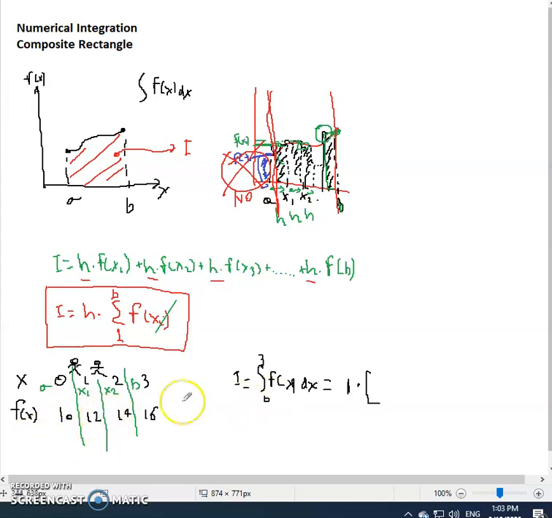We start from f of x1. So here 12 plus 14 plus 16, and this of course equals 42. And this is the composite rectangle method.